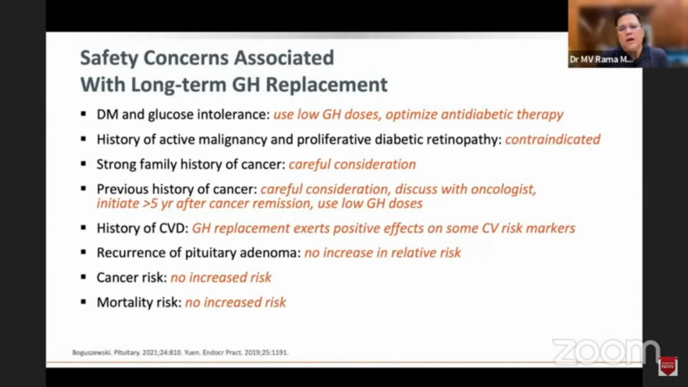Any active malignancies or diabetic retinopathy, it is contraindicated. For a strong family history of cancer, careful consideration should be done. And for a previous history of cancer, you have careful consideration, discuss with the oncologist and go ahead with low doses. History of CVD, we have positive effects on CVD risk markers, so there is no contraindication. Recurrence of pituitary adenoma, there is no increased relative risk. Cancer, there is no increased cancer risk. And mortality also, there is no increased risk.